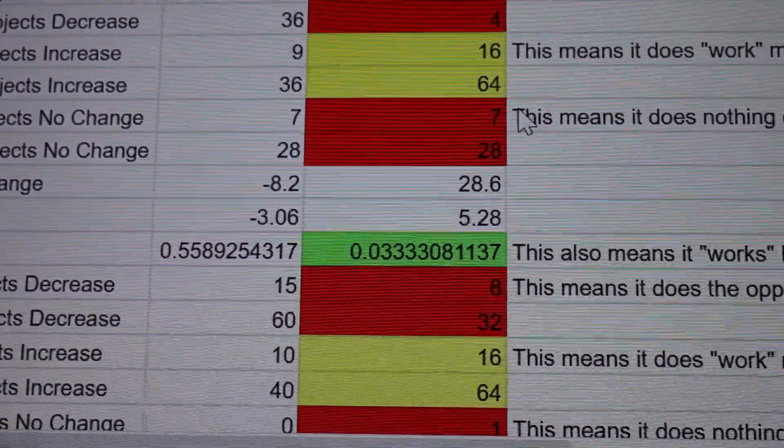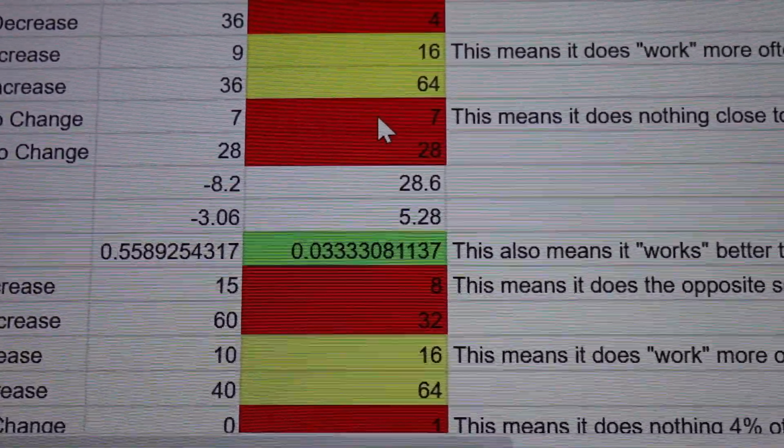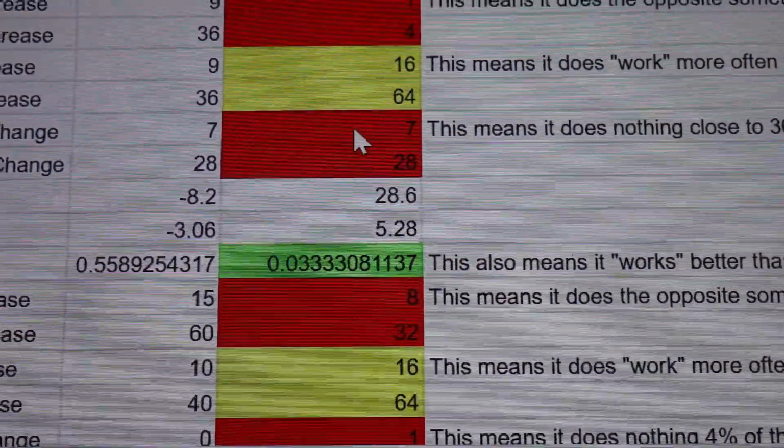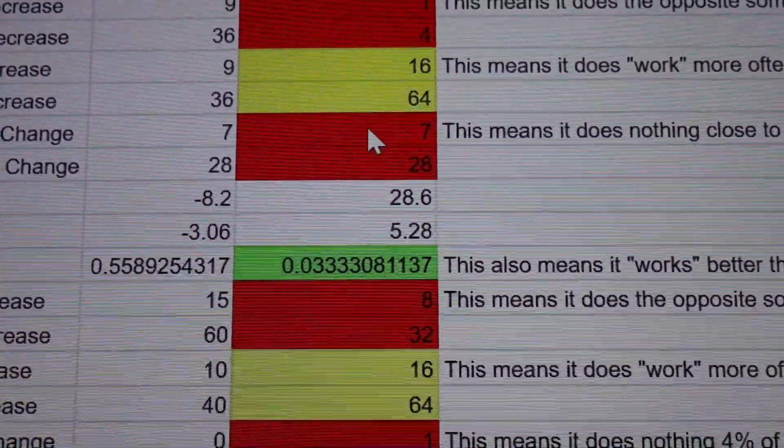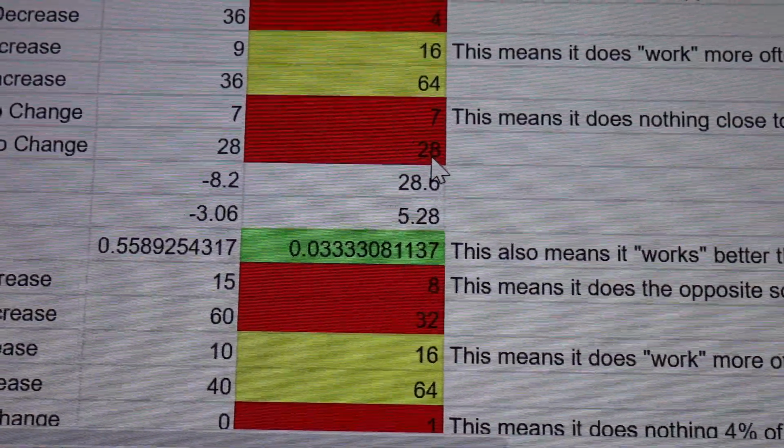So there's 7 people, which means, as far as inspiratory volume with rib springing, 7 out of 25 people, or about 30% of the people, have no change.